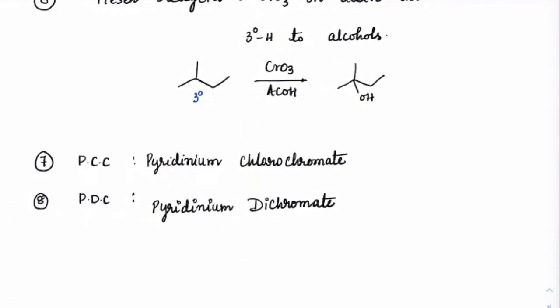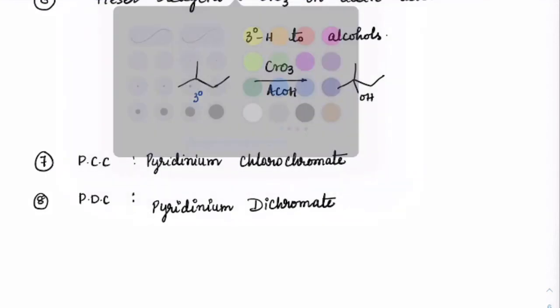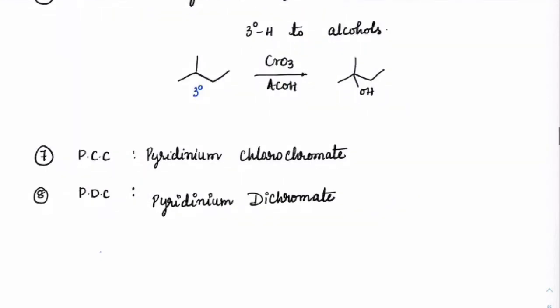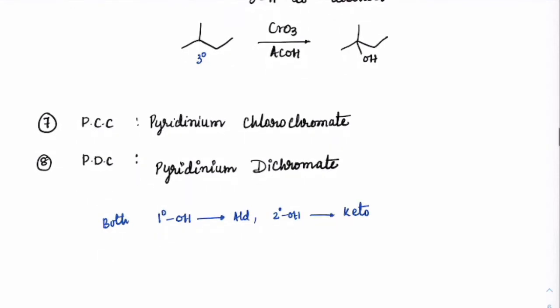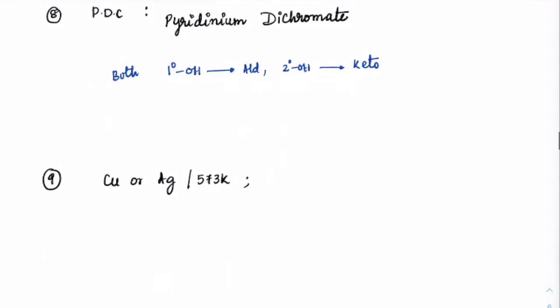PCC, PDC, these are also anhydrous. We have seen this, right? So they are pyridinium chlorochromate and pyridinium dichromate here. Both will convert 1 degree alcohol to aldehyde and 2 degree alcohol to ketones. So wherever you see PCC, PDC, just make sure you convert them into aldehydes or ketones.